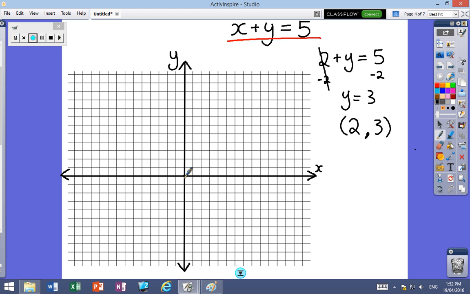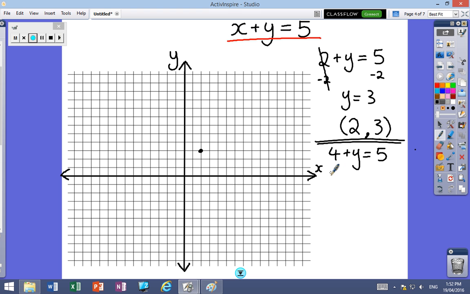So I'm going to plot that, 1, 2, 1, 2, 3. There's our first point. Doesn't look like a line yet, so let's find another point. This time we're going to make x equal 4. So I'll rewrite my linear relationship, 4 plus y equals 5.